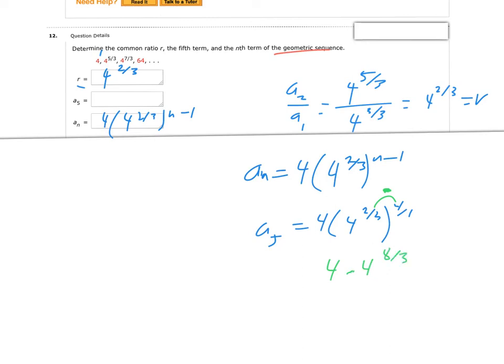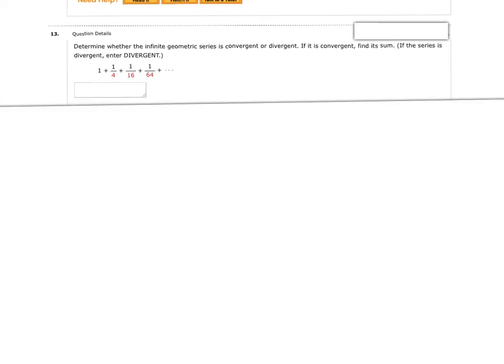And then I have the same base multiplying, which means we add these exponents. And I need to remember that this exponent's really a 1, so I would write it as 3/3, just so I have a common denominator. And so that gives me 4 to the power of 11/3. So that's what I would put right there. 4 to the power of 11/3.